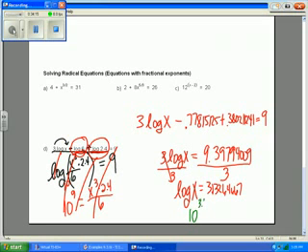10 to this 3.1326 equals x. Then you can solve that. That is much better. The answer ends up being 1,357.21. Okay, I like that way a lot better. I think you end up having a lot simpler time on that.